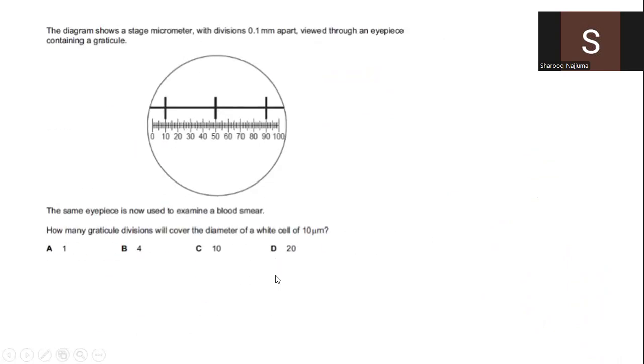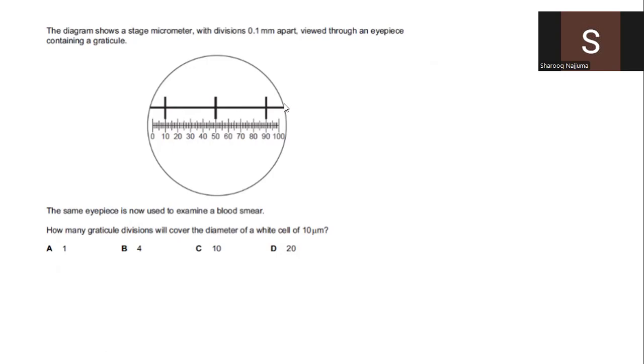And that is basically what an eyepiece graticule is about. This is another question. This is going to be the last question that I'm going to help you do. If you can, pause and first try it out on your own so that you find out whether you can answer the question.